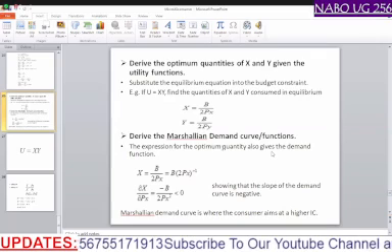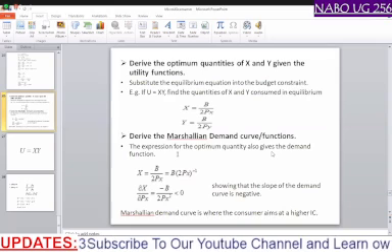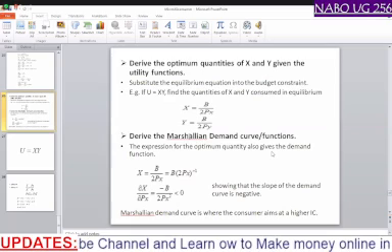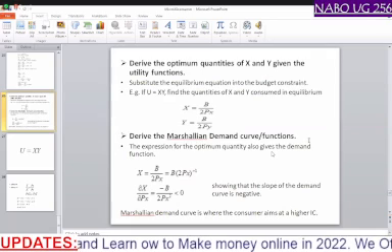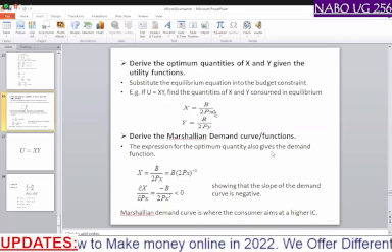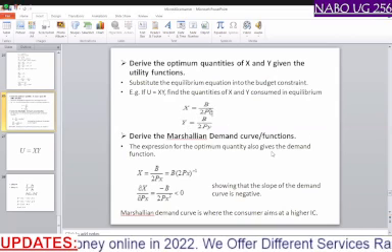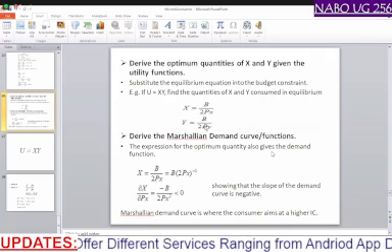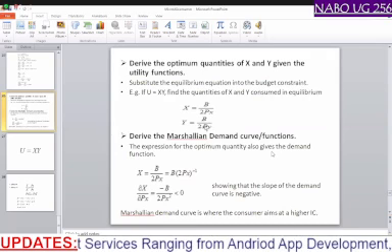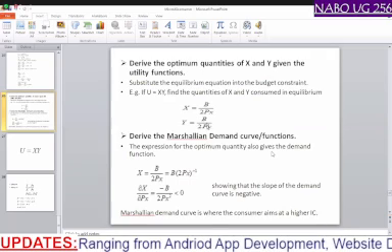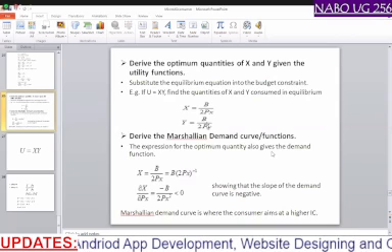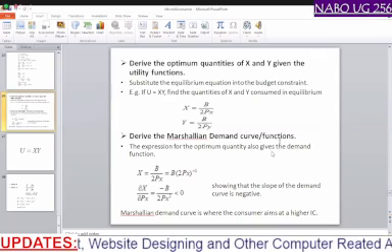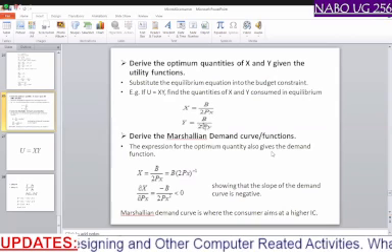Now, the question may be to derive the Marshallian demand curve. Of course, the word Marshallian is just to confuse you, but it is the demand curve you know about. So from these equations, these exactly are the demand functions. So this equation is the demand function for X, and that equation is the demand function for Y. So the same equation can give you the two answers. But the difference is that if they ask for a demand function, it should be in a function form.